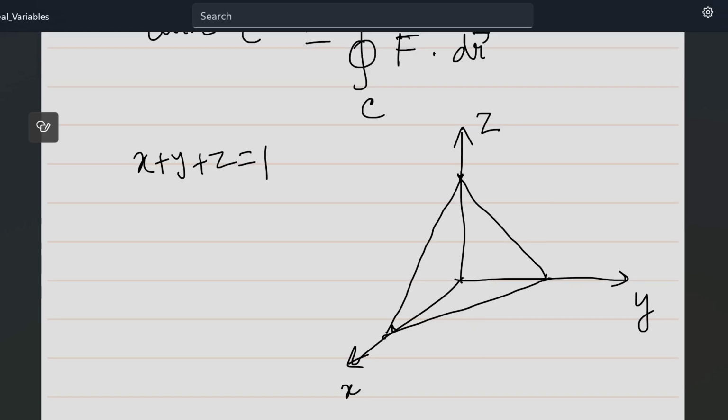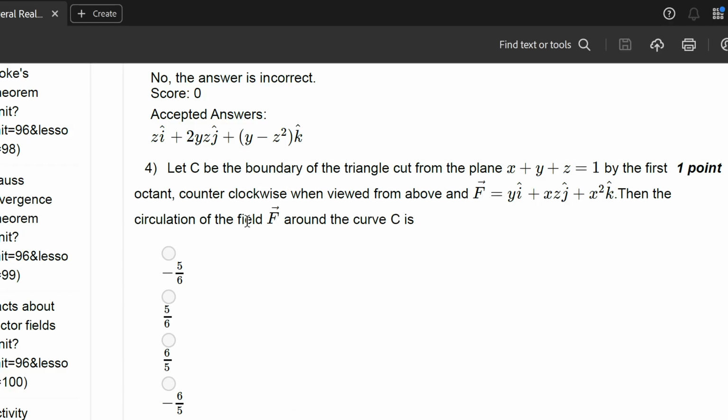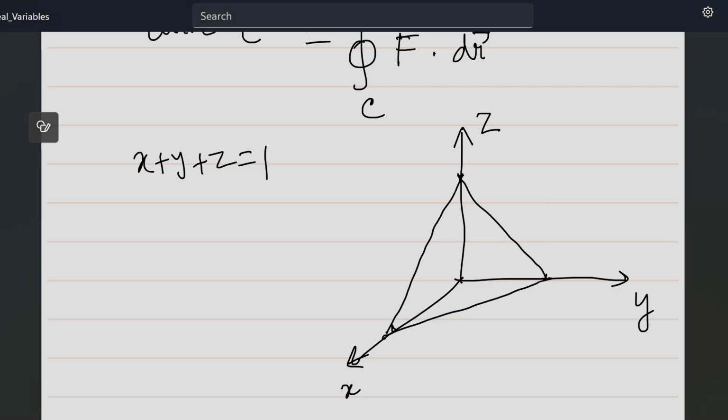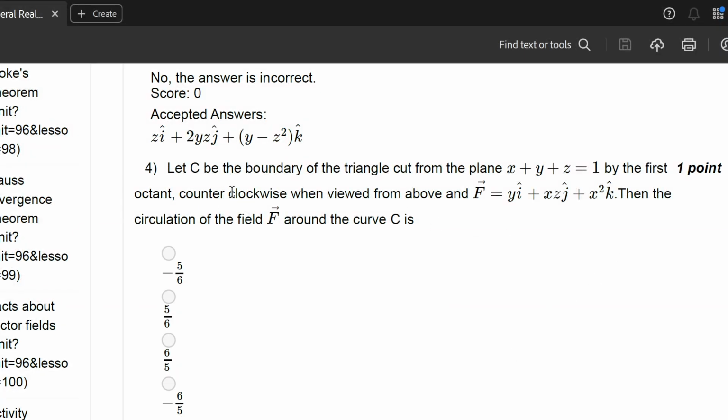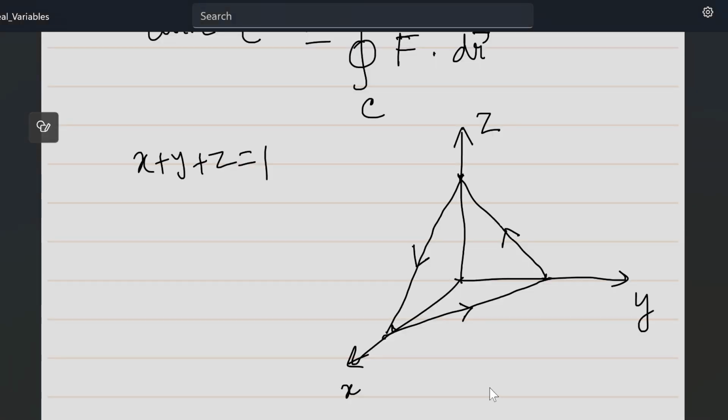So what is C? Let me show you again. C is the boundary of the triangle cut from the plane by the first octant. So the boundary of this triangle, whatever I draw, means this. This is C. So how is it moving? Is C going counterclockwise or clockwise? It is given as counterclockwise. Counterclockwise means reverse of the clockwise direction.